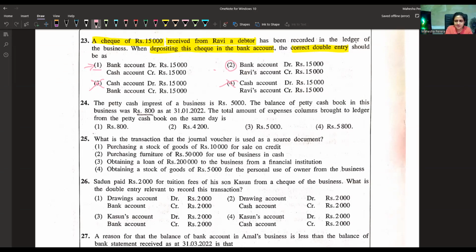Shall we read again and see what they mean? A check of this much received from Ravi, a debtor, has been recorded in the ledger of the business. You have to catch it from these words. It says merely the received check has been recorded in the ledger of the business. So this is received and later on we go to the bank. It was received today and recorded, so it has not gone to the bank today. That's why it was recorded in the ledger. You catch it from the words. Read properly, look properly. So our straight answer is 1. This is exactly our answer. Be mindful. Look at these questions, very standard. Don't be in a hurry. Being hasty is bad.